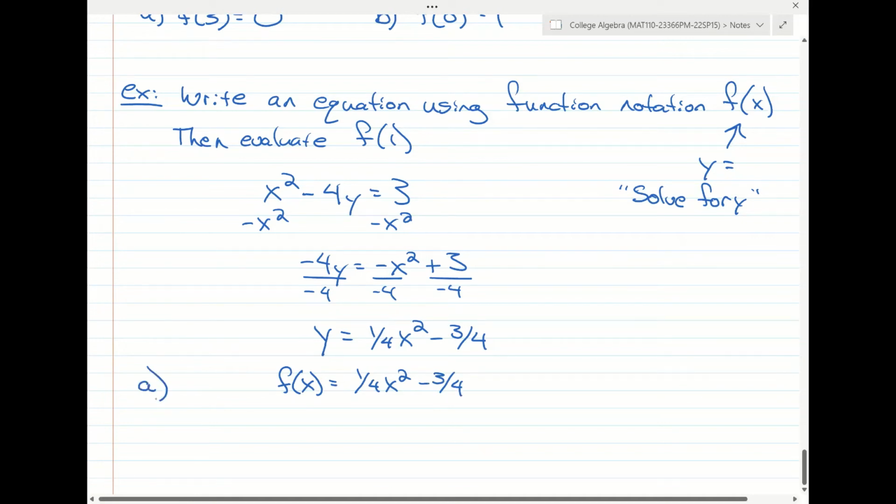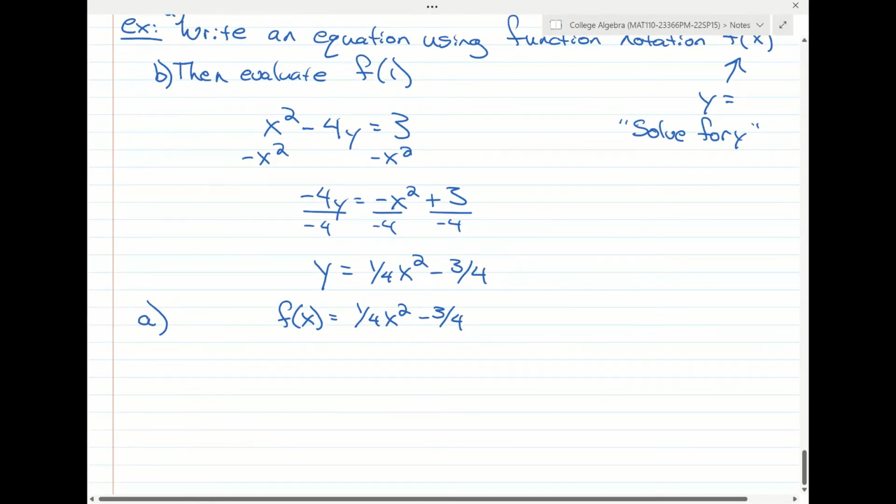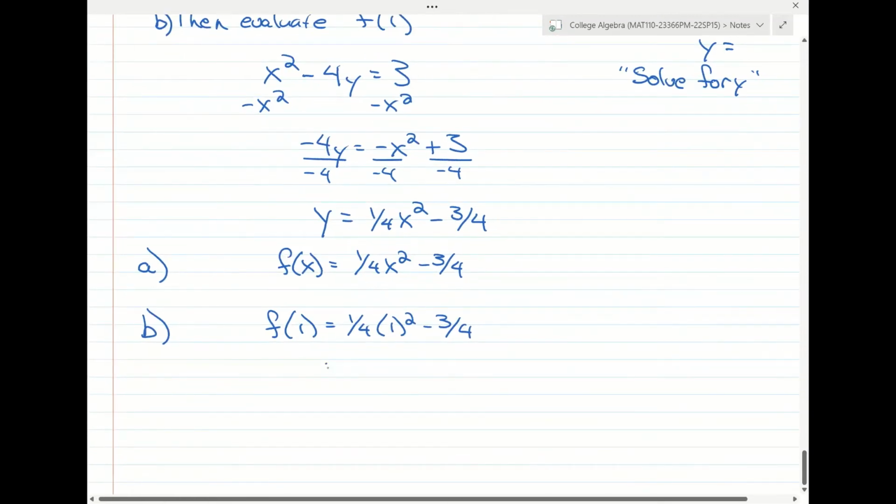The second part is we just have to evaluate f of 1. So if we're trying to figure out what f of 1 is, one squared is just 1. 1/4 minus 3/4 is negative 2/4, or just negative 1/2.